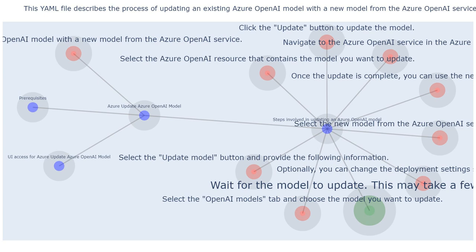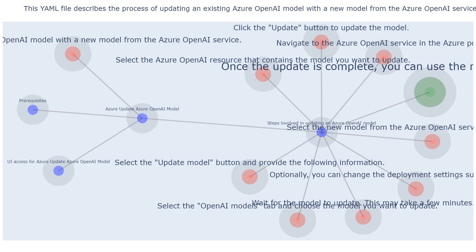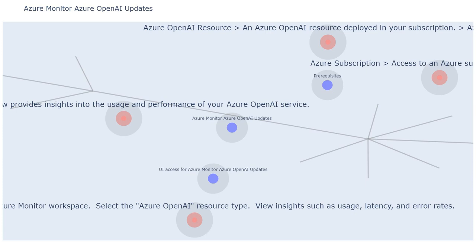Allow a few minutes for the model update process to complete. The duration of the update depends on the model size and other factors. Once the update process is finished, the new model becomes available for use in your applications. You can then leverage the capabilities of the updated model to perform tasks such as generating text, translating languages, or summarizing content. Azure Monitor now provides insights into the usage and performance of your Azure OpenAI service.